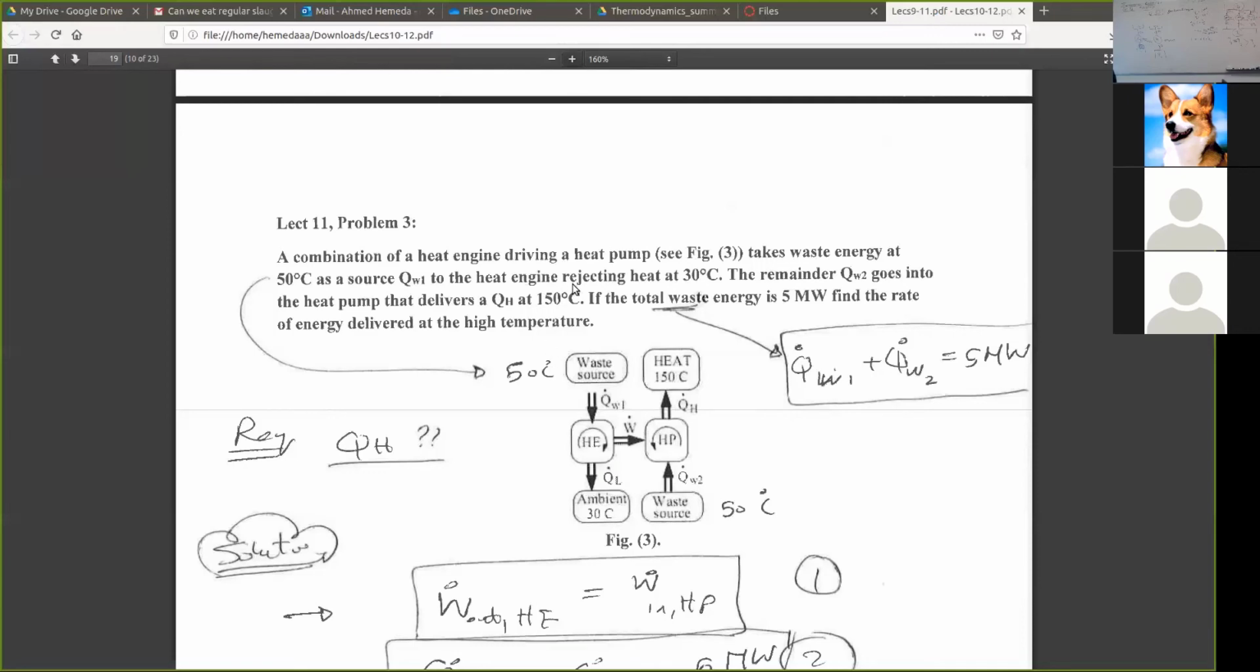The heat engine rejects the heat at 30 degrees. So the ambient that the heat engine, HE, rejects the heat to is at 30 degrees. So now it was coming from 50 to 30, and gives you some work. This work will drive this heat pump, which takes some lower energy from 50 and dumps it at 150. So all the temperatures are given. So remember, for a heat engine, we can talk about thermal efficiency, but for a heat pump, we need to talk about COP.